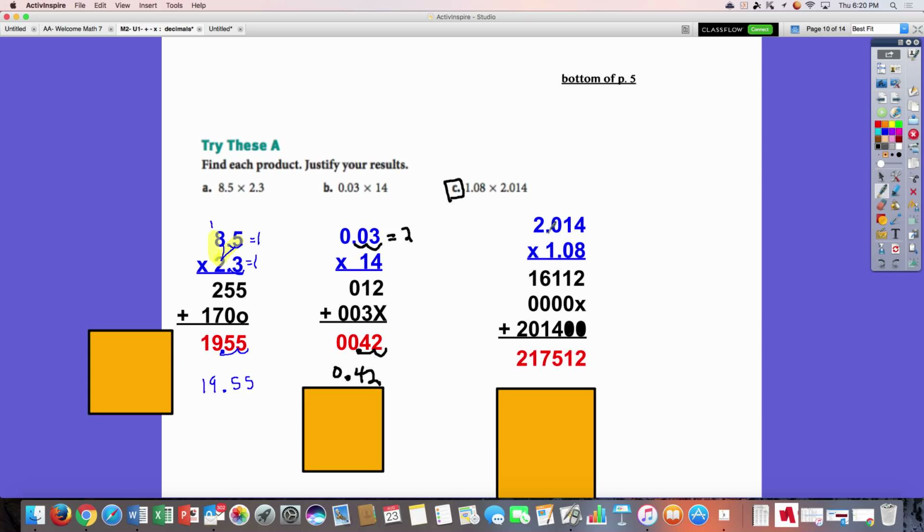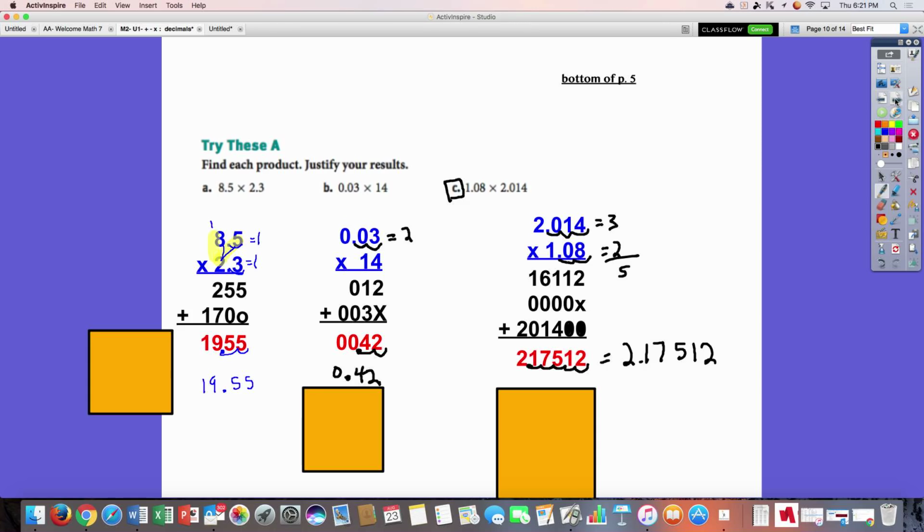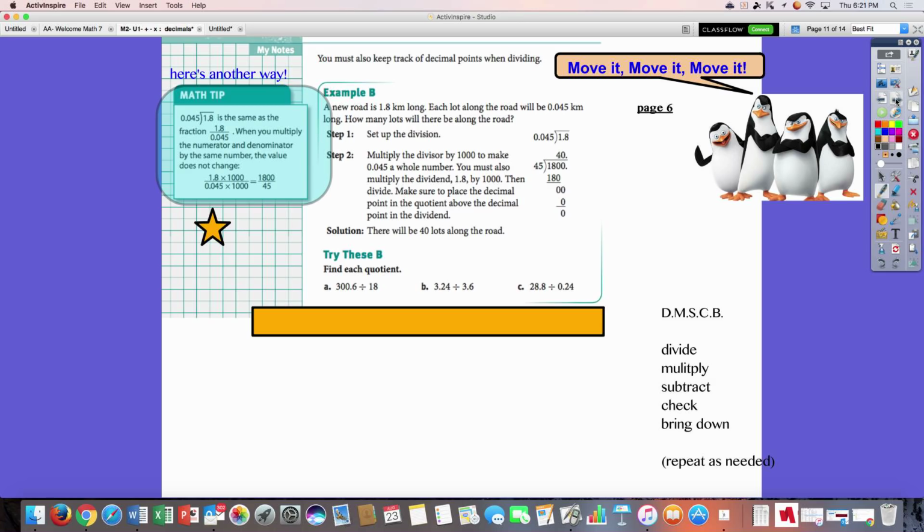Now let's look. I've got 1, 2, 3 spots in my decimal here. And I've got 1, 2, 2 spots in my decimal here. That's 5. I got to start here and go 1, 2, 3, 4, 5. My answer to this problem is 2.175112. I know you got it. Easy. Easy squeezy lemon cheesy. Caprese or whatever. All right, let's keep moving on.